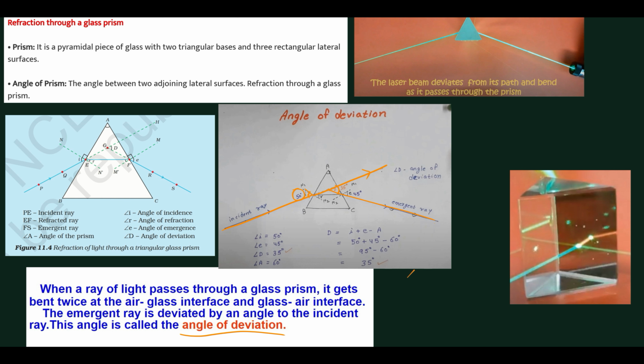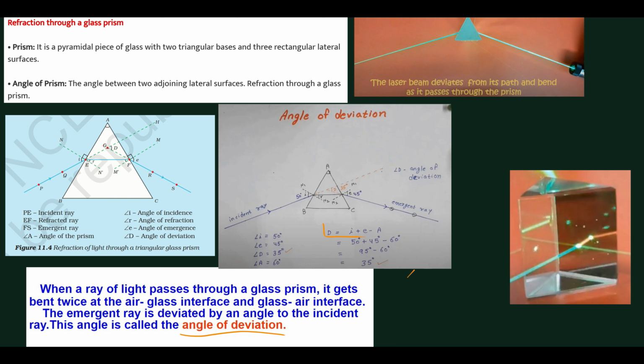యాంగిల్ ఆఫ్ డీవియేషన్. When a ray of light passes through a glass prism, it gets bent how many times? Two times. From air to glass interface, and the other bend is at the glass to air interface. The emergent ray is deviated by an angle to the incident ray. This angle we call as angle of deviation. That is the angle between incident ray and emergent ray is called as angle of deviation. Okay, is it clear? So here we have one formula to find out the angle of deviation.